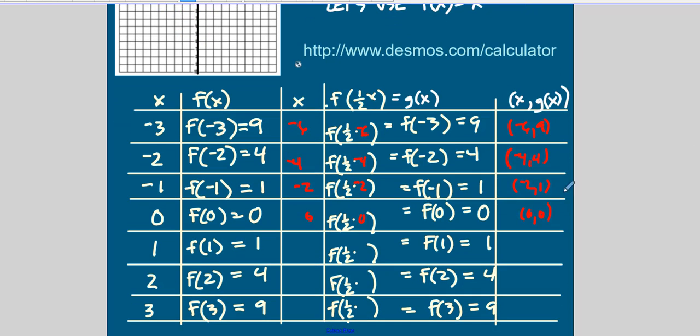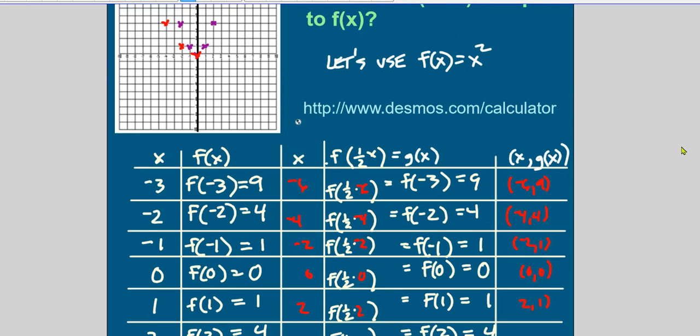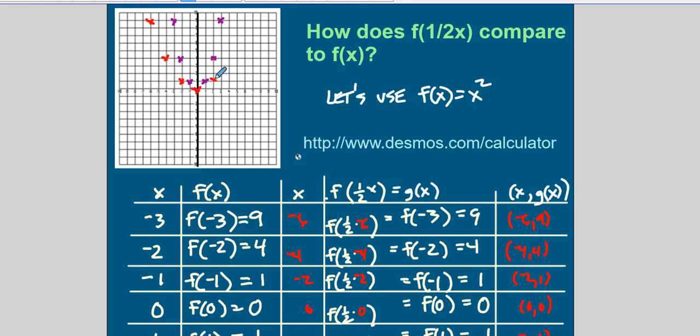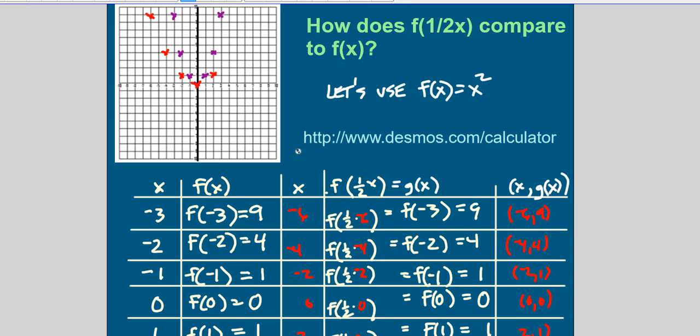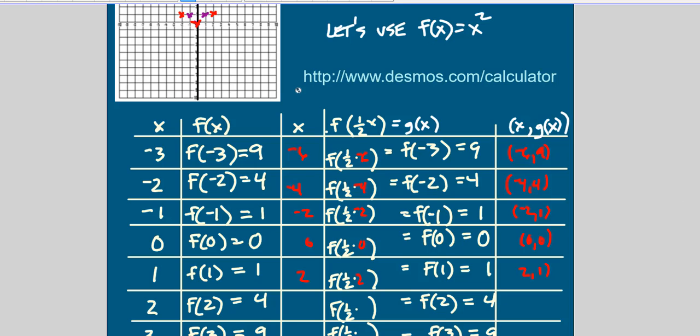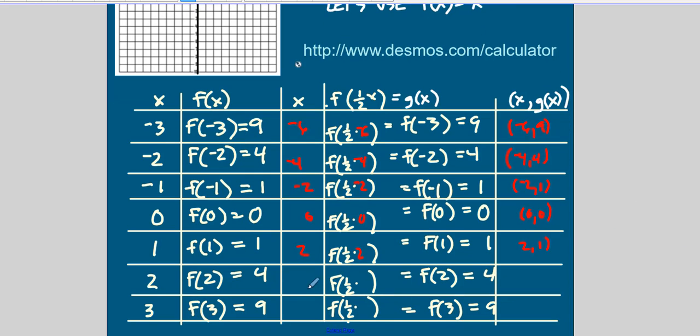So then we have f of 1 is 1, 1 squared is 1, so we have then half of 2 is 1, so this is going to be now 2, 1 over here. So we plot this point right here. So we're widening the graph to twice its width that it was originally. So then 2 squared is 4, so I need 1/2 of 4 to get 2, so this is going to be 4, 4.